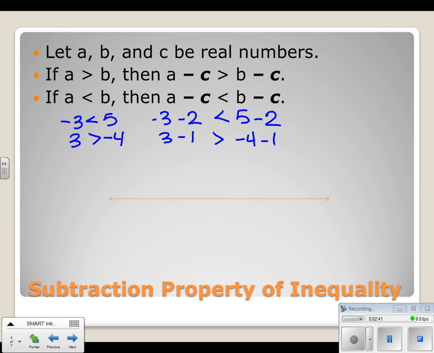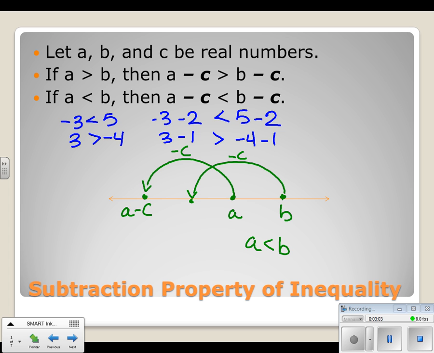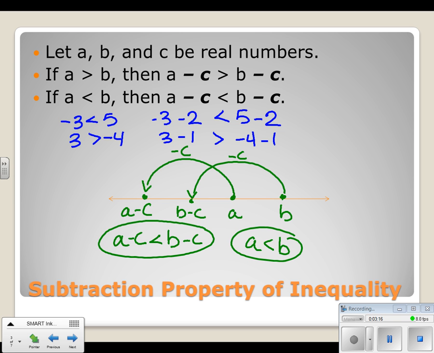So if I picture that, if I have A here and B here, so A is less than B, and I subtract C from both A and B, so now I have A minus C over here, and B minus C there. A minus C is less than B minus C. So it still remains true if you do the same to both sides. Same as equations, whatever you do to one side, you have to do to the other.